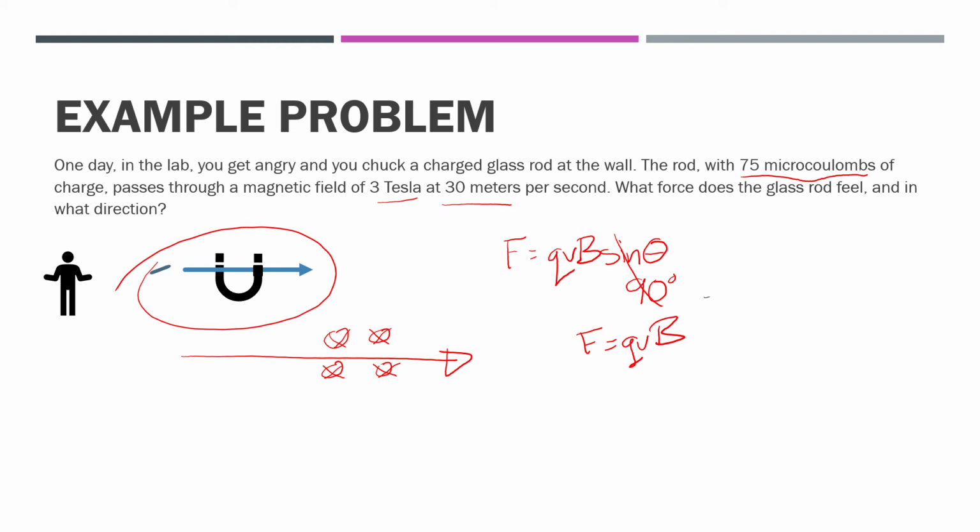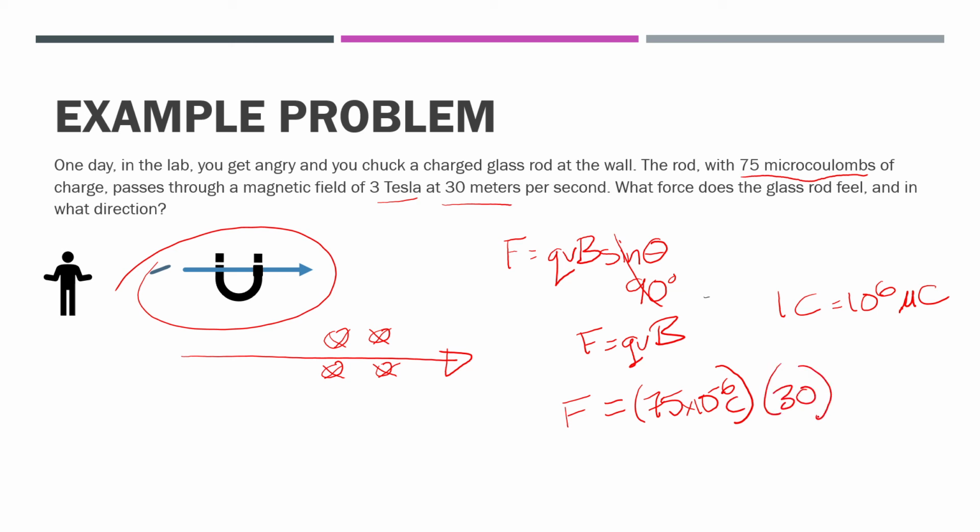So Q is 75 microcoulombs. We want it in units of coulombs. 1 coulomb is equal to 10 to the 6 microcoulombs. It's like this little U thing. So force is equal to, well, Q is 75 times 10 to the negative 6, just making it 6 powers down. And that's coulombs. And then our velocity is 30 meters a second, and our magnetic field is 3 Tesla.